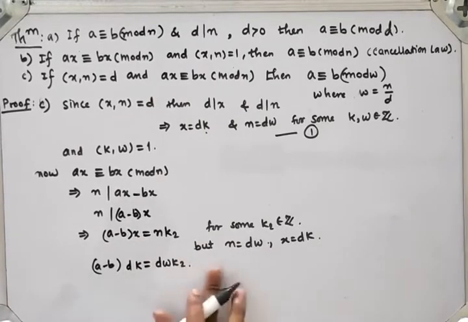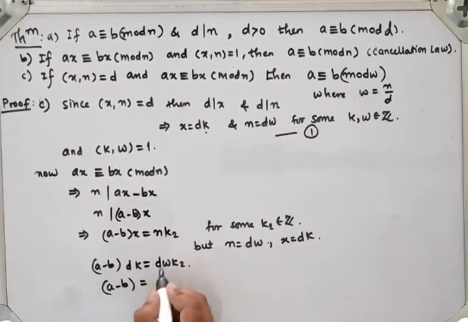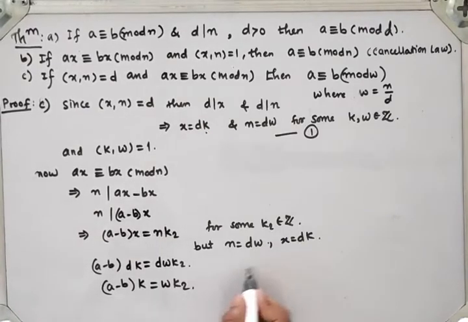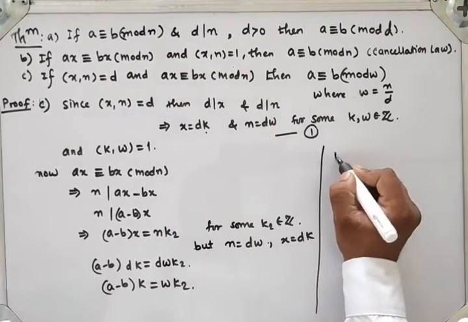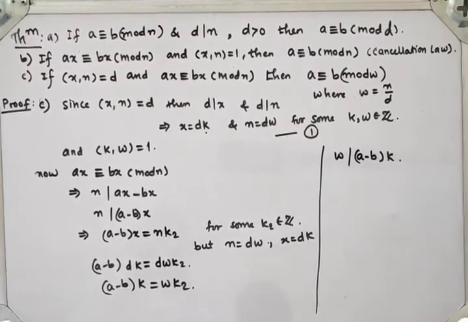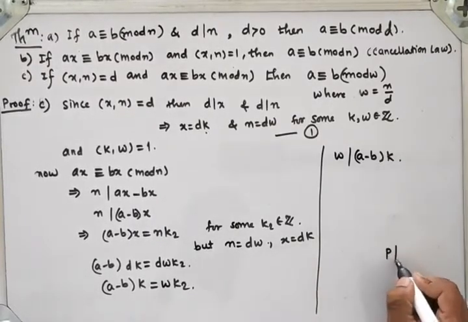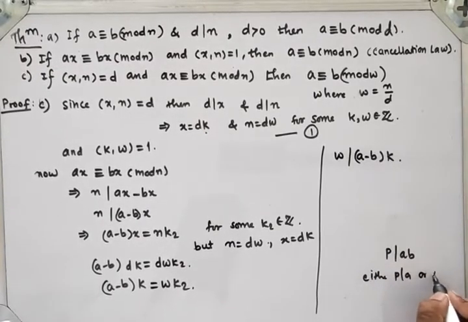Here d and d will get cancelled. So the remaining term is a minus b into k is equal to w into k2, right? So here k2 belongs to the set of integers. Then by using the definition of divisibility, w divides a minus b into k, right? So again we have the property: if p is prime, p divides a into b, then either p divides a or p divides b.